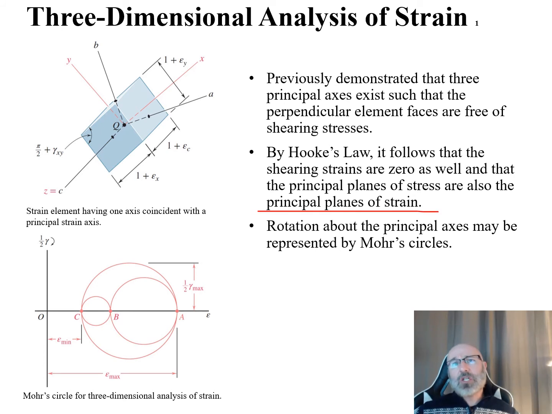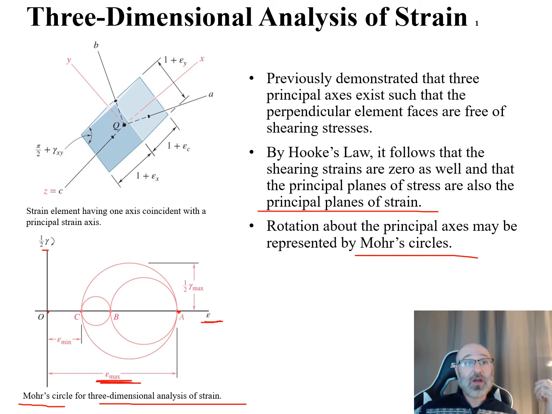So with this rotation of the principal axes, we can represent this as well by Mohr's circle. So we can come down to the bottom left figure here, and we have Mohr's circle for three-dimensional analysis of strain. So again, we have our normal strain and our shearing strain on our X and Y axes respectively. We can see that this outer circle from C to A is our full diameter, and going from our point O out to our point A on our normal strain axis is our epsilon max, our max strain, and our min is the distance from our O to C.